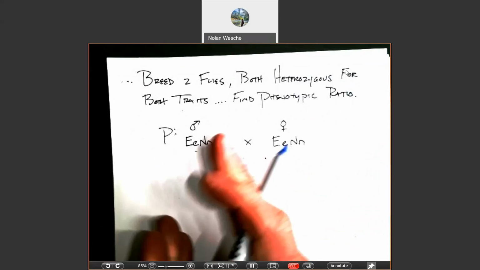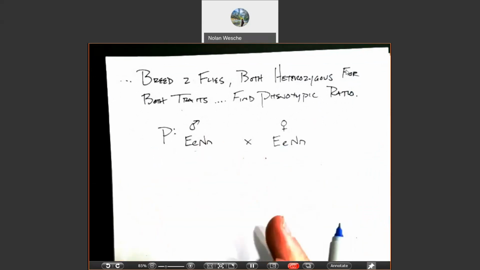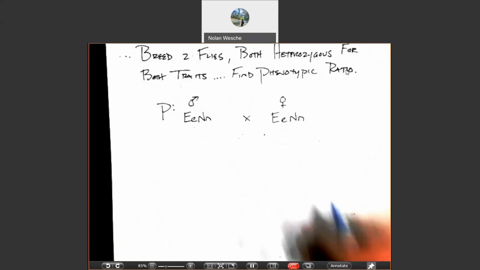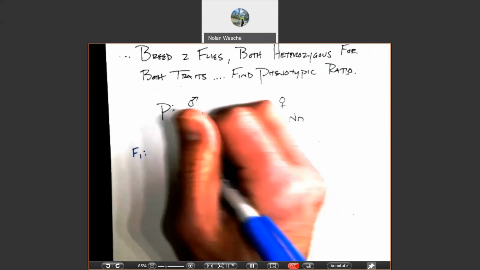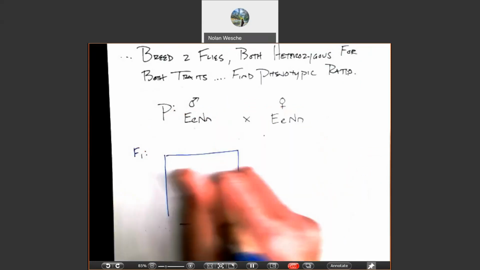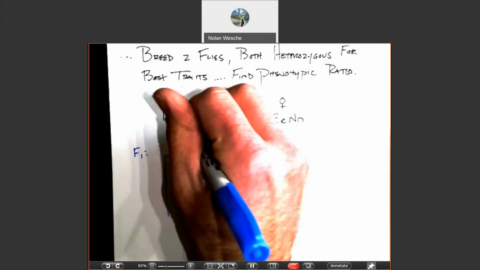Or we can separate them as two independent events and use what's called the fractional method. For me, that is the way that is easiest and makes the most sense. So in our F1, we're going to take the eye color and look at that over here, independent of the windshield. So we're going to take these E's.